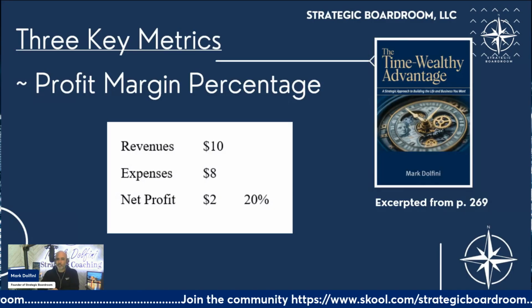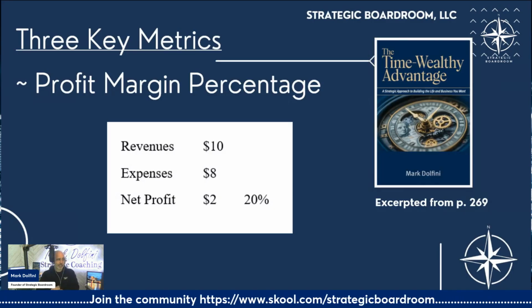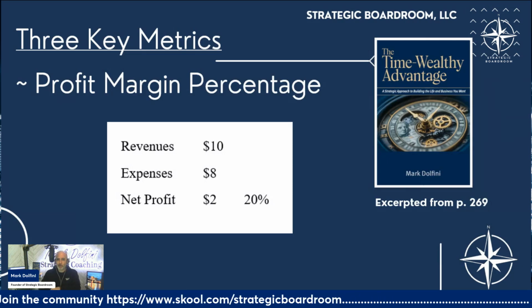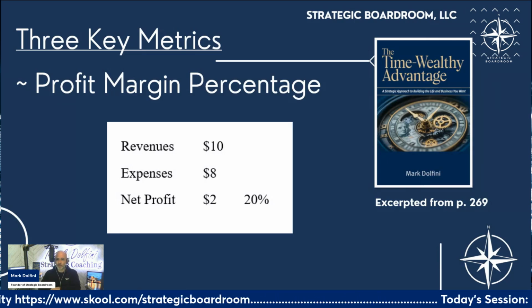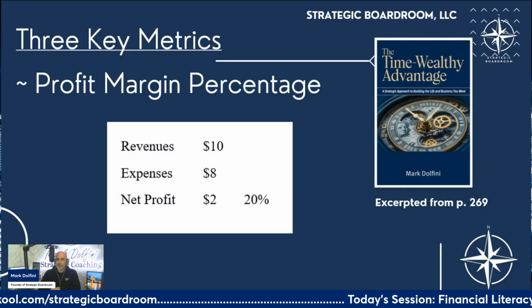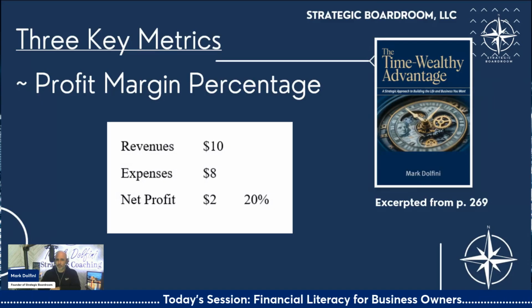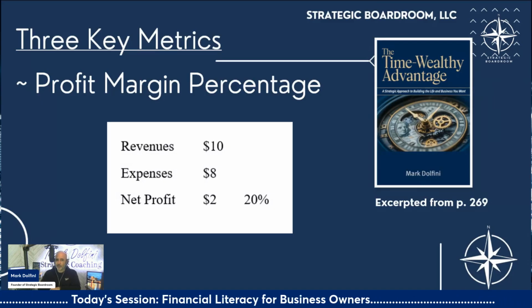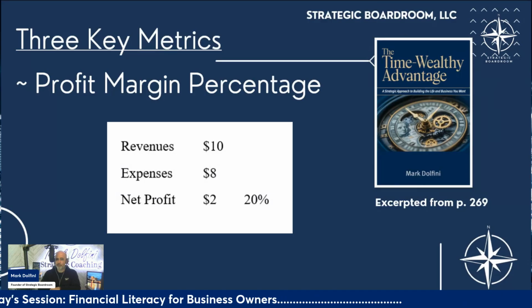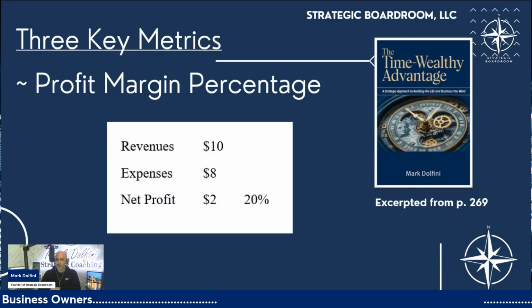I'm going to give you a quick example of what happens. Let's use a very simple example of how companies are not paying attention to the right things. Let's look at revenues. Say you have revenues over a month of $10, and you have expenses of $8, which leaves you a net profit of $2. That leaves you a net profit margin percentage of 20%. 2 divided by 10 is 20%.